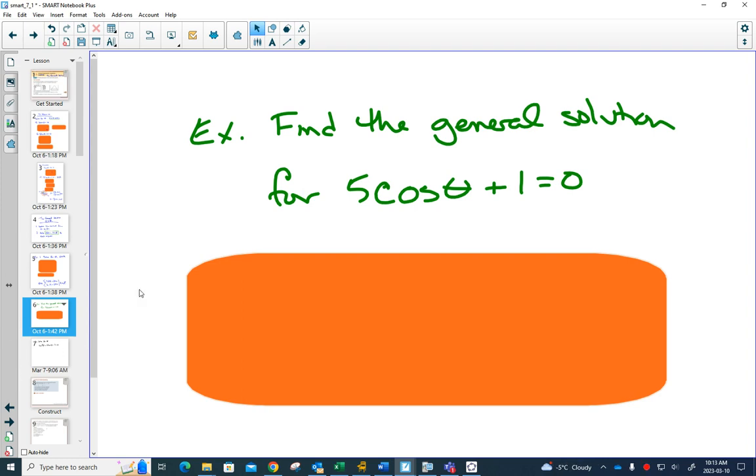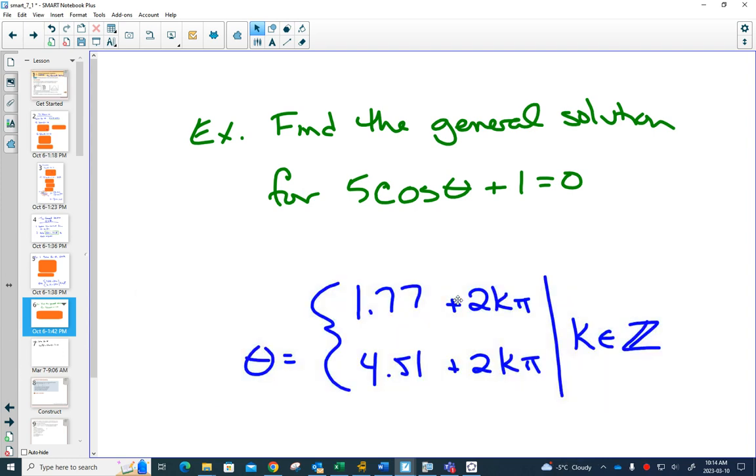All right. Here's the answer. So you can check, did you get those two angles? Then you just go plus 2k pi to each one. Another one to try on your own. I'll put it up in a second.